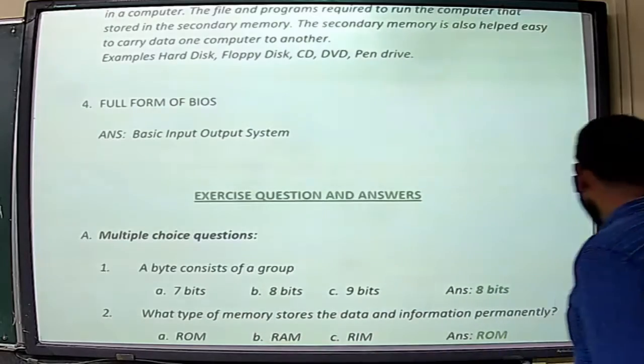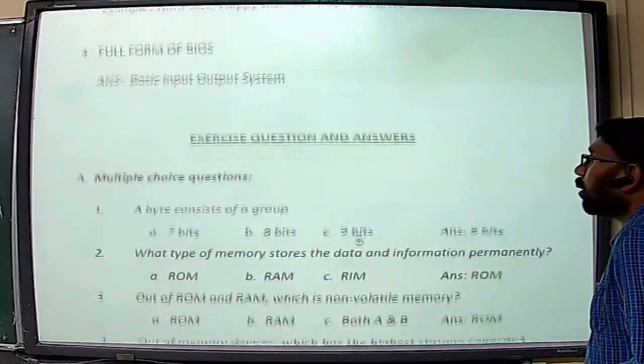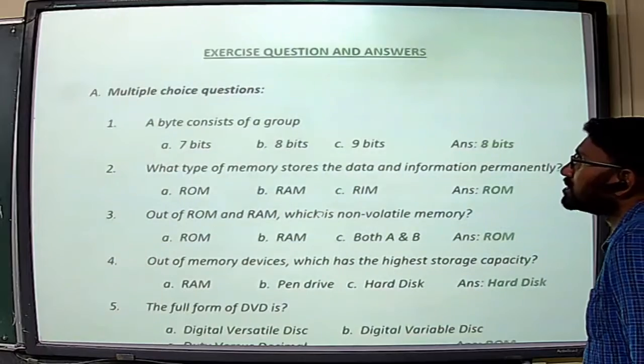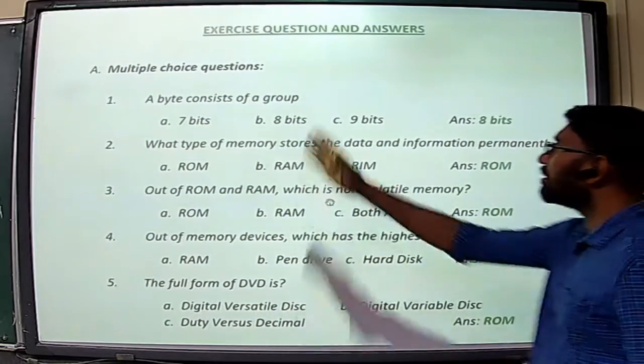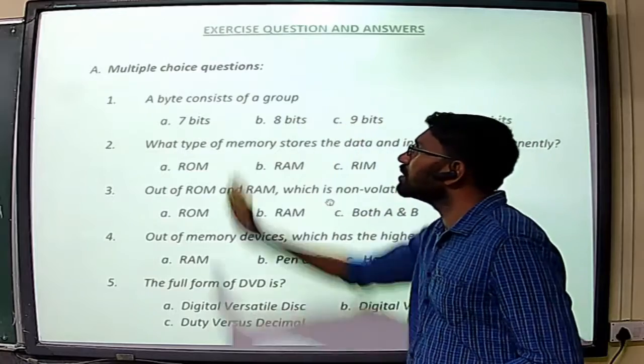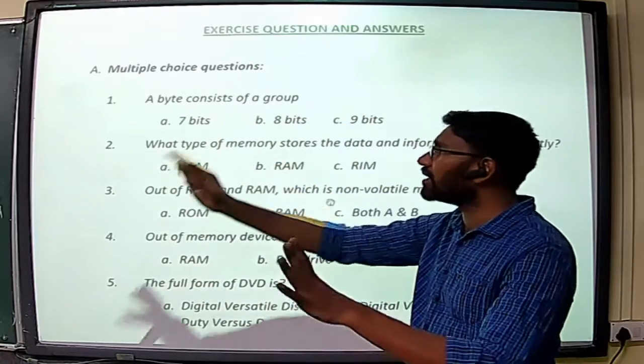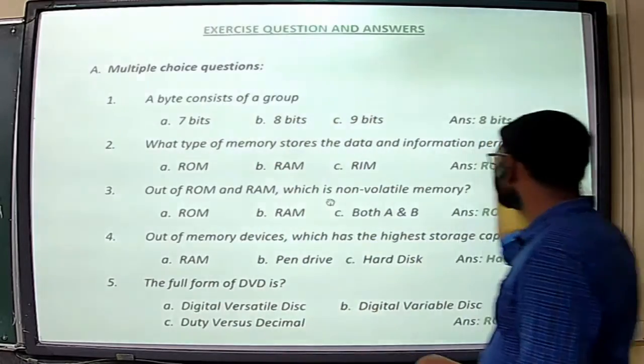Then exercise. We are going to our exercise section. The first question is a multiple choice question. A byte consists of a group of 7 bits, 8 bits or 9 bits. Directly we can say a byte is 8 bits. The answer is 8 bits.